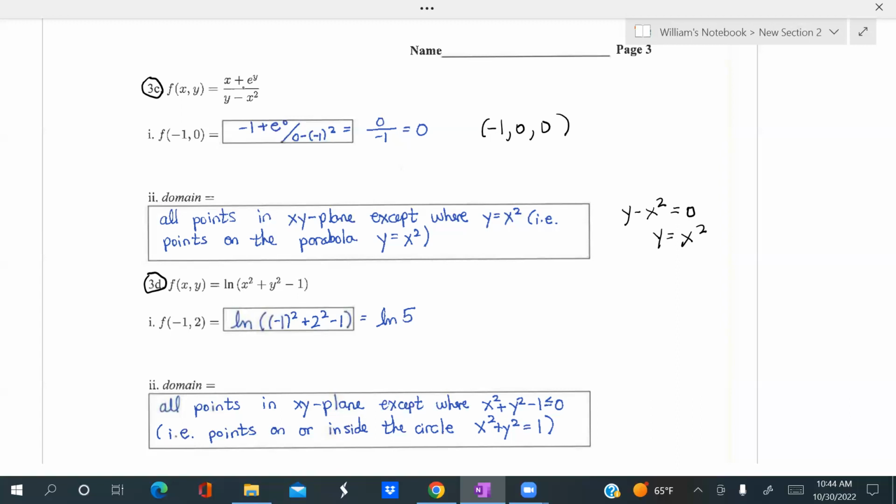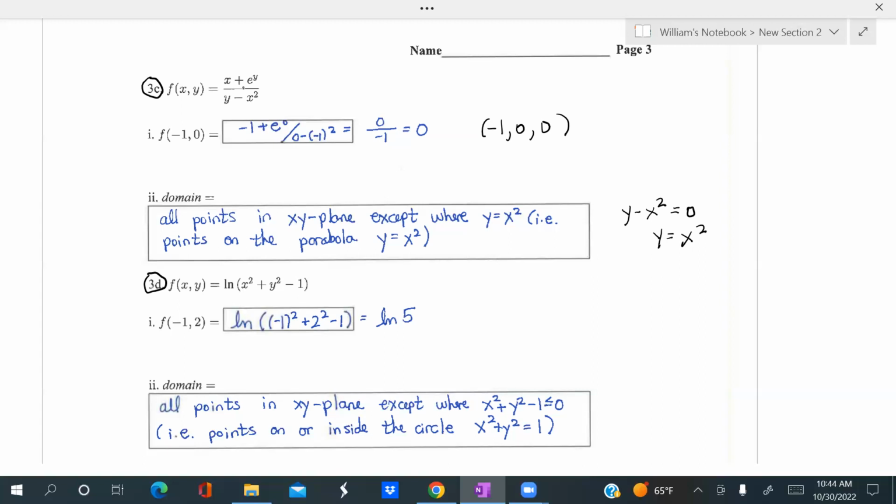So this is how we come up with this answer, right? The domain here is going to be all points in the xy plane except where y equals x squared. The graph of that equation is a parabola, I should say, and so we're excluding all points on the parabola y equals x squared. They're not in the domain of this function, but the rest of the xy plane, except for these points, would be in the domain of this function.